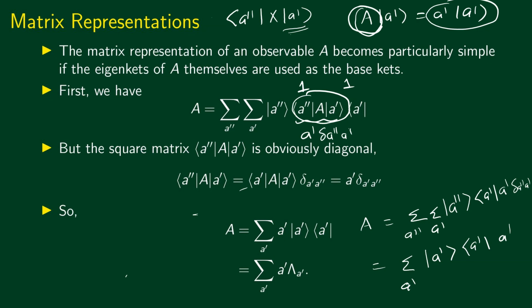These are the eigenvalues. What is this? This we called the projection operator. This we denoted as lambda a prime. So operator A can be written in a simple form now: sum over all the eigenvalues, eigenvalue multiplied by the projection operator. So we are basically expanding the operator A as a combination of projection operators, and the expansion coefficients are the eigenvalues. This expression works if the basis used is the eigenkets of operator A.